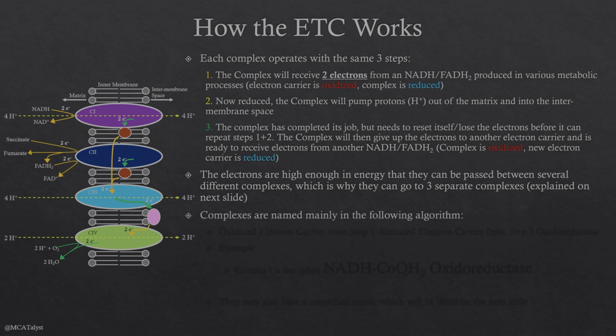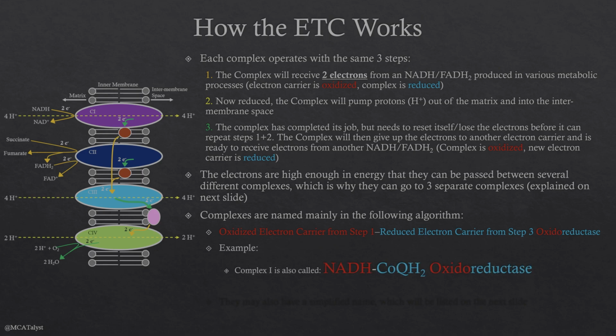Additionally, to start helping with the naming convention of the complexes, they're going to have basically three different parts. There's going to be the oxidized electron carrier from step 1, followed by a hyphen with the reduced electron carrier from step 3. Basically, the thing that gave the electrons to the complex and then the thing that's taking it right after. And then finally, oxidoreductase. Notice that the oxidized electron carrier from step 1 is first, which is why in oxidoreductase, oxido is first as well. The oxidation is first, the reduction is second.